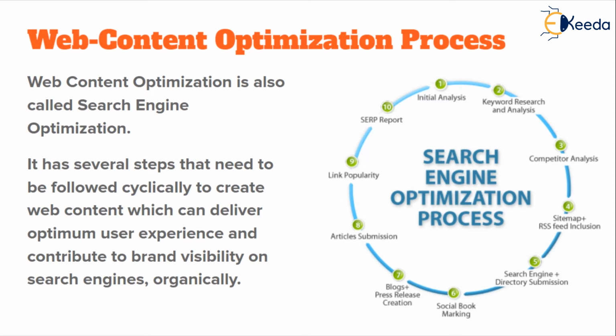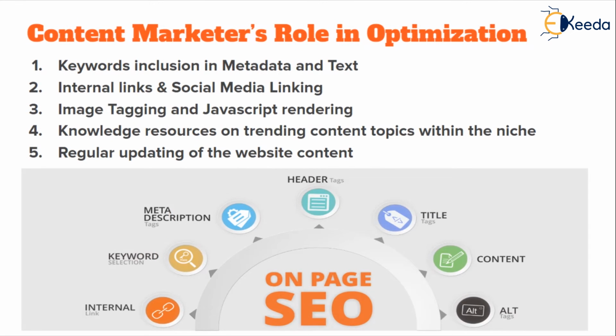But as far as keyword research and analysis, competitor analysis, blogs and press release creation, and article submission are concerned, a content marketer or a content marketing function is directly responsible for generating intellectual property for these activities, and therefore driving value as well as achieving KPIs out of these activities. So let's try to understand the content marketer's role in optimization.